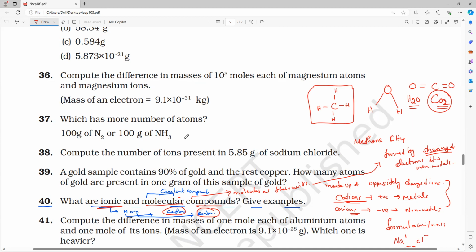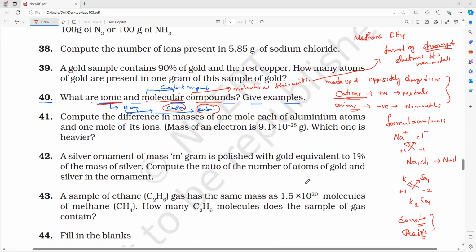Okay. We'll start the next question. The next question is again very important, and very interesting also. Compute the difference in masses of 1 mole of aluminum atoms and 1 mole of its ions. It is very important. We have already solved a similar sum. Which one is heavier?